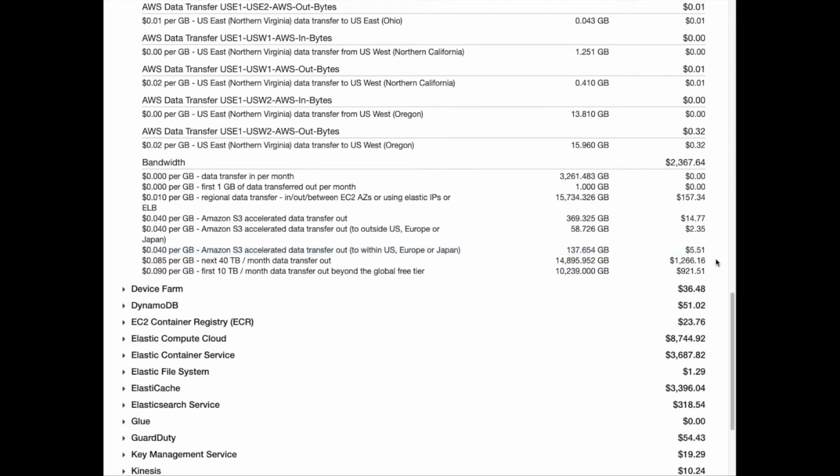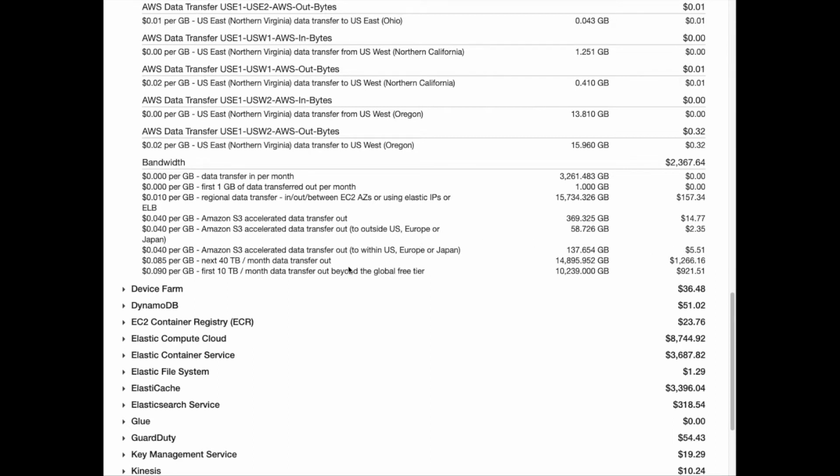In the final section, which represents the bulk of this particular section of the bill, is data transfer out, and that's really as simple as it seems like. It's just the data coming from your AWS account out to the internet. For example, when someone hits your website or your API and makes a request and you transfer that data out to them, that's what's reflected here. And it's broken down into two different billing increments.